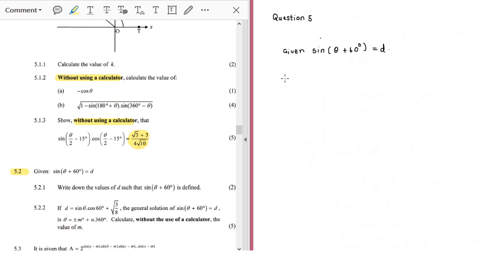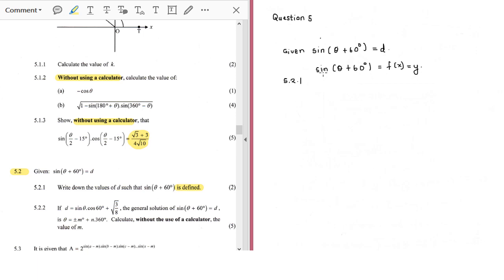Question 5.2.1 then asks, write down the values of d such that the sine of theta plus 60 degrees is defined. Let this d not throw you off. We could have easily called this the sine of theta plus 60 degrees is equal to f of x, or equal to y. So let the d not confuse you.